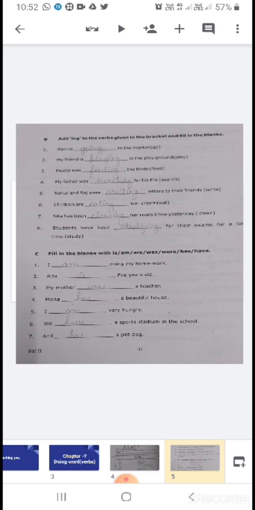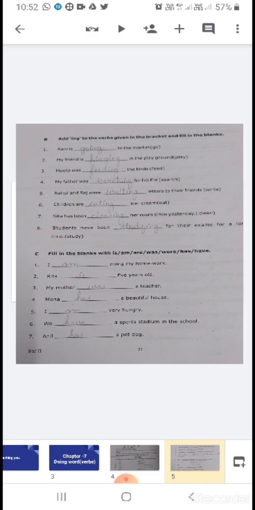Similarly, third one is Meeta was dash the birds, and in the bracket the word is feed. So when we add ing, it would be feeding. Fourth is my father was searching for his file. Fifth one is Rahul and Raj were writing letters to their friend. Sixth is children are eating ice creams. Seventh is Sita has been cleaning her room since yesterday. Eighth is students have been studying for their exams for a long time.